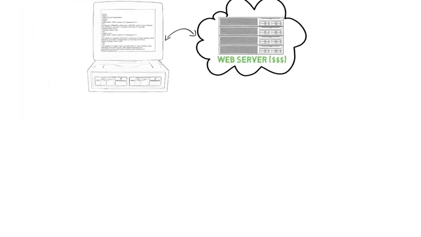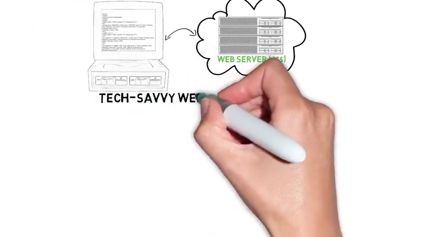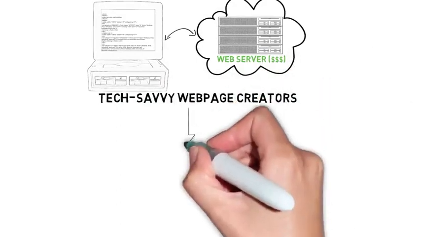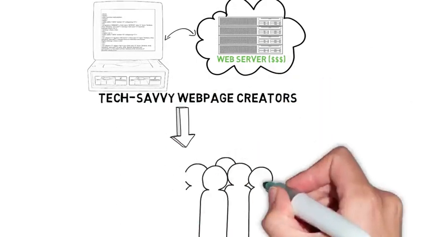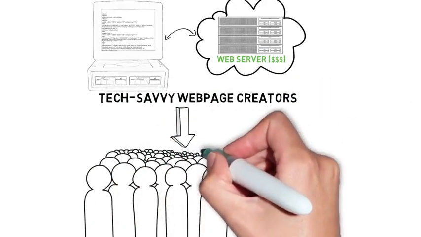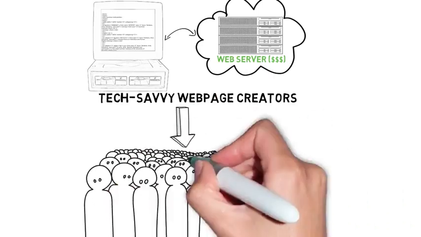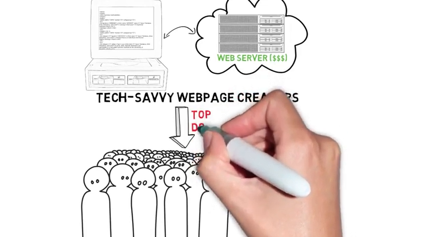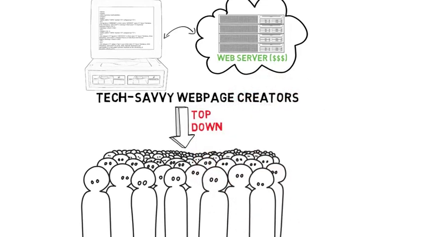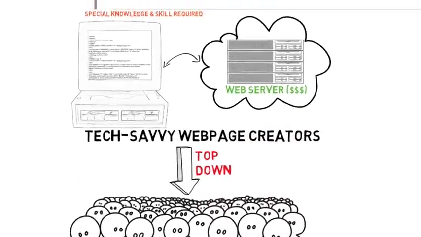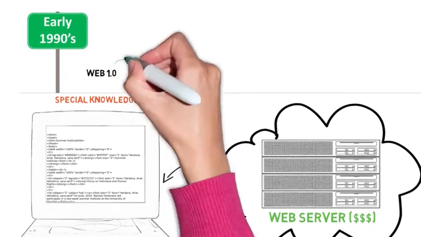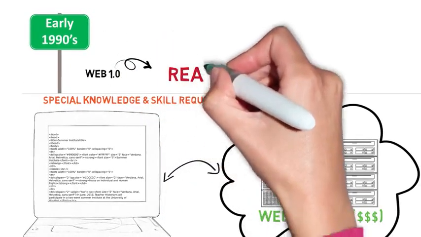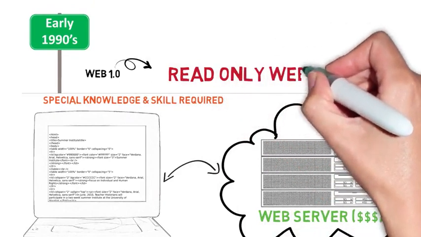In Web 1.0, web content flowed in one direction, from a few tech-savvy web page creators down to many users who consumed the content in ways that were prescribed by the developers. The control was top-down. Pages were connected through hyperlinks, and there was little multimedia. That is why Web 1.0 was also known as the read-only web. Gradually, things began to change.